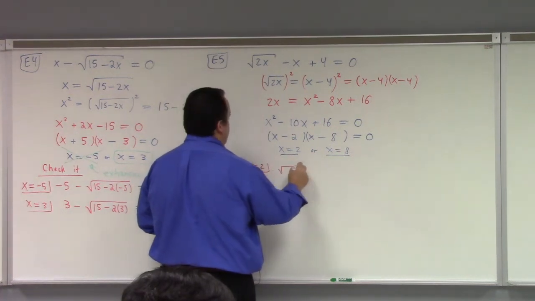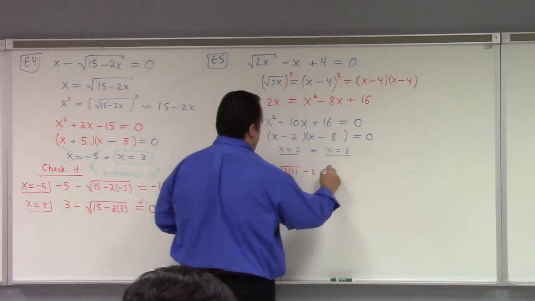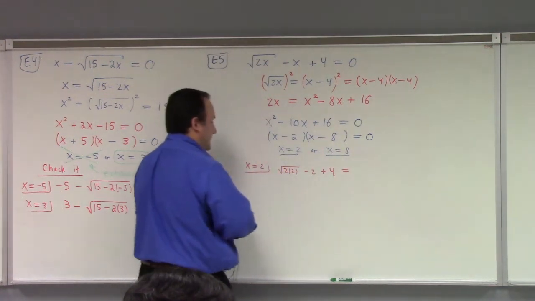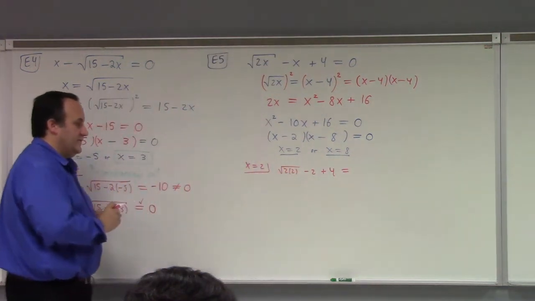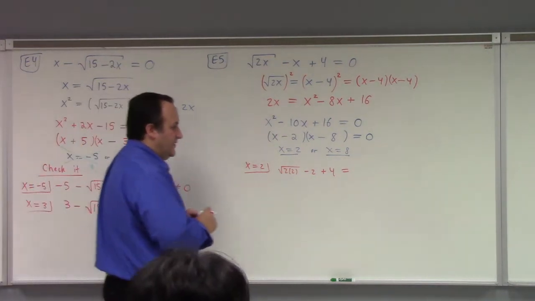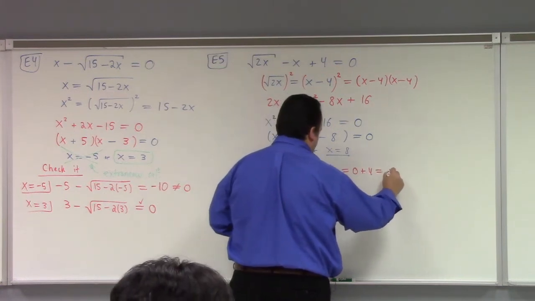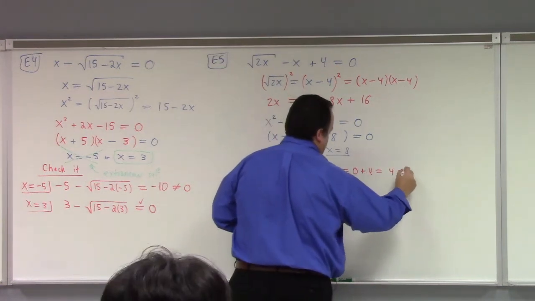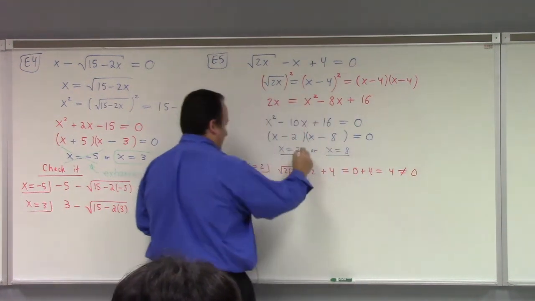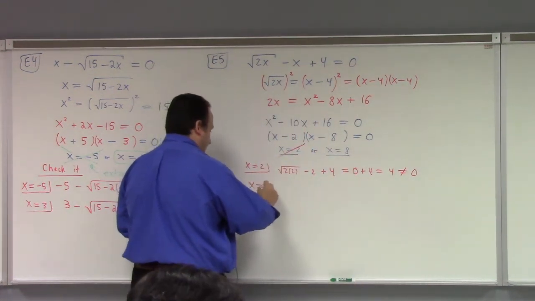I've got square root of 2 times 2 minus 2 plus 4, right? So square root of 2 times 2, that's square root of 4. Square root of 4 is 2. 2 minus 2, 0. 0 plus 4 is 4, which is, by the way, not equal to 0. Oops, extraneous.